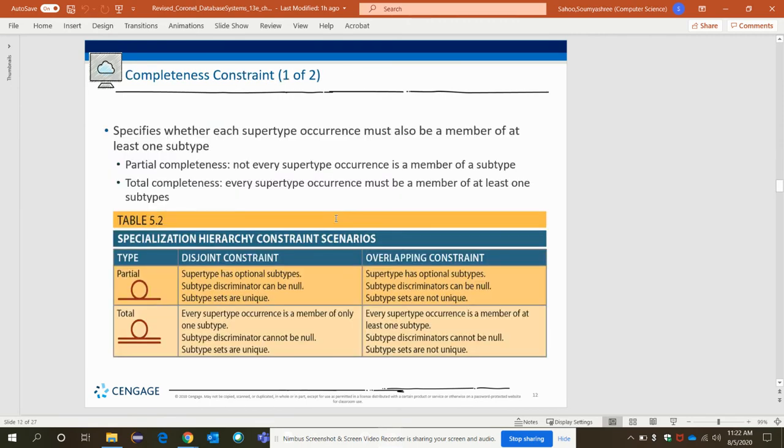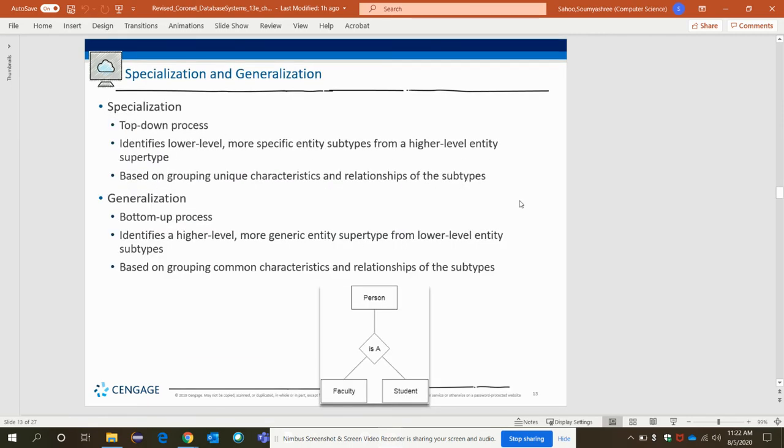Next, we have specialization and generalization. Specialization is a top-down process and generalization is a bottom-up process. Let's take this example from person, faculty and student at the right. In the top-down process or specialization process, it identifies the lower level entities, more specific entity subtypes, from a higher level entity supertype. That is, faculty and student are being identified from the higher level supertype entity person. And it is based on the grouping of unique characteristics and relationships of the subtypes.